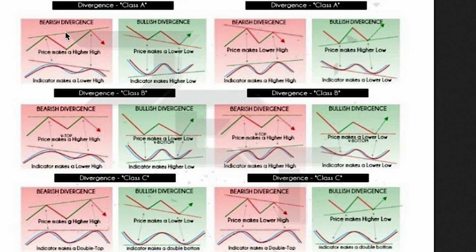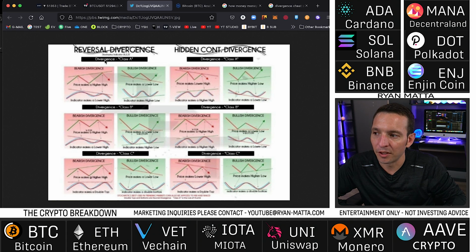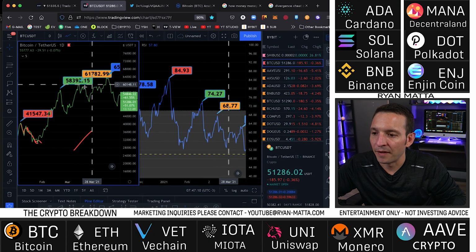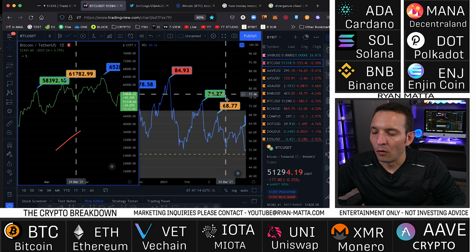So we jump over here to our RSI cheat sheet. You can see price putting in higher highs, RSI putting in lower highs. See the difference? And that separation there is your divergence. And that is divergence Class A. And that is reversal divergence Class A. That is my absolute favorite type of trade setup. Now over here, the same thing.